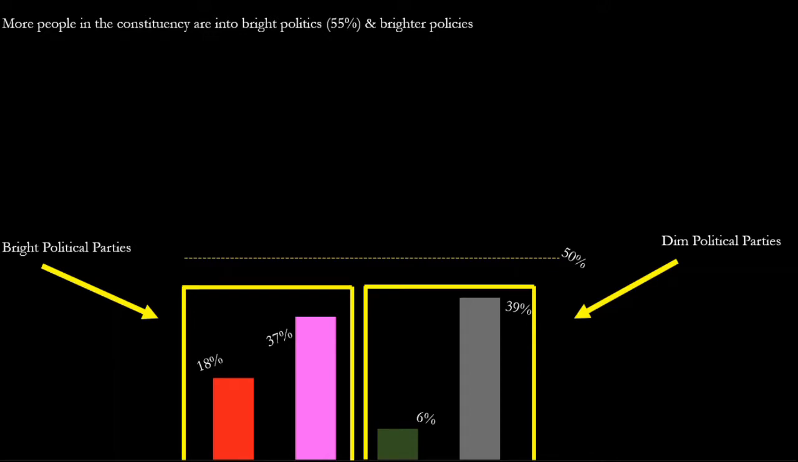In this hypothetical scenario where the bars aren't to scale, and I've made up the numbers just to prove a point because that's how YouTube videos work, right? More people are into this brighter politics, 55% in fact. However, even though the majority of people in this constituency are into this different politics, they won't get any representation.